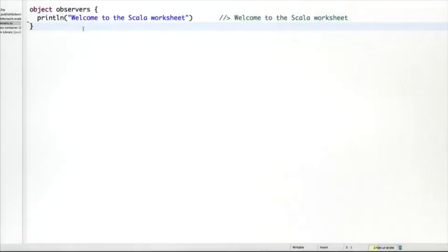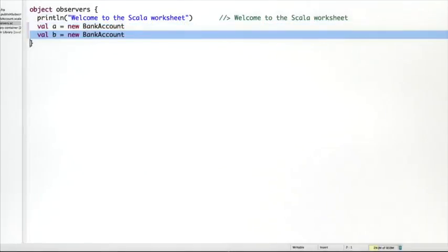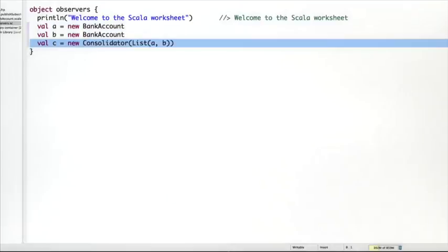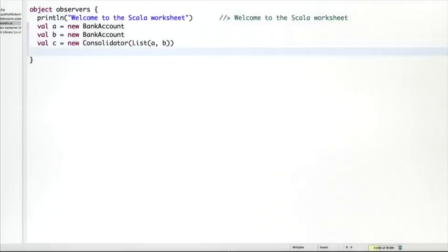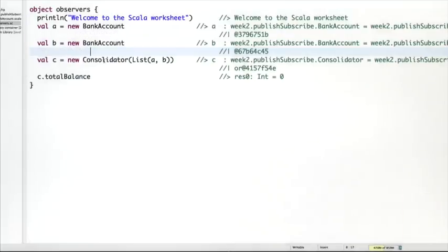So let's observe bank accounts with a little Scala worksheet. I've called it observers, and I've put it in the package week2.publish_subscribe, where I assume the bank account class is also located. So let's define a couple of bank accounts. We have a bank account A, bank account B, and now let's define a consolidator that takes the two bank accounts and always maintains their total balance. So we can find out what the total balance is by just calling c.totalBalance. And of course the total balance initially is 0.